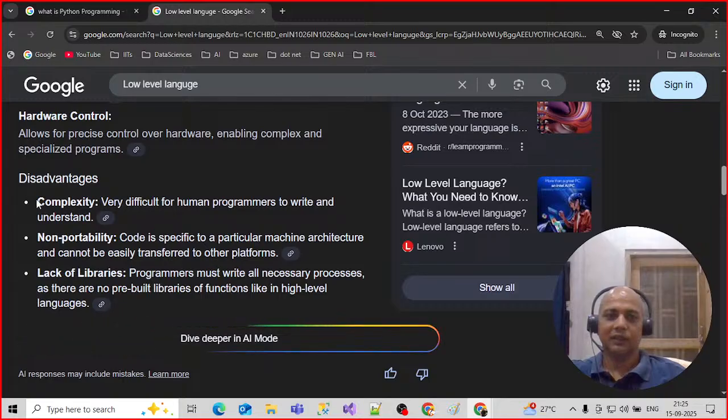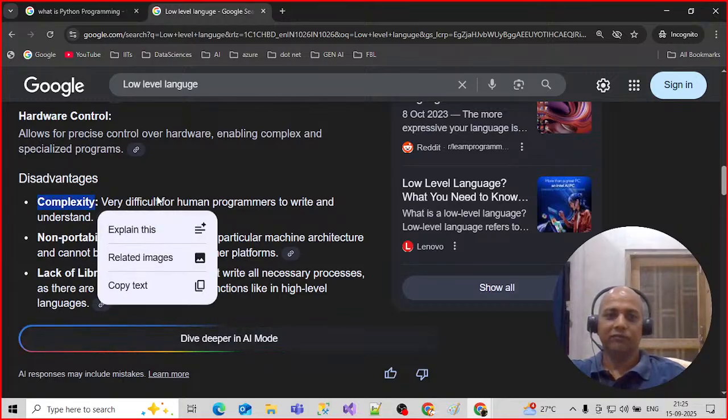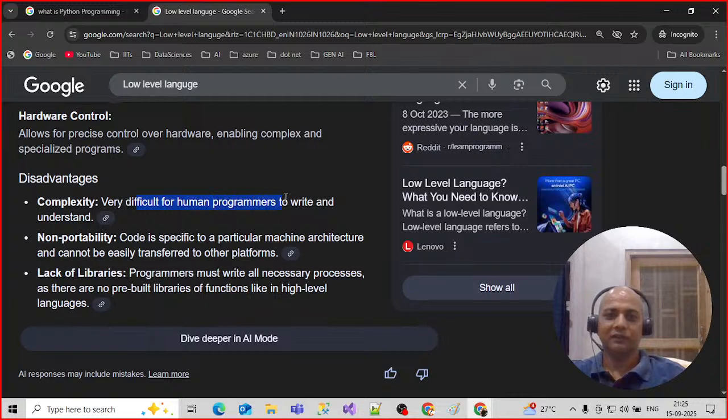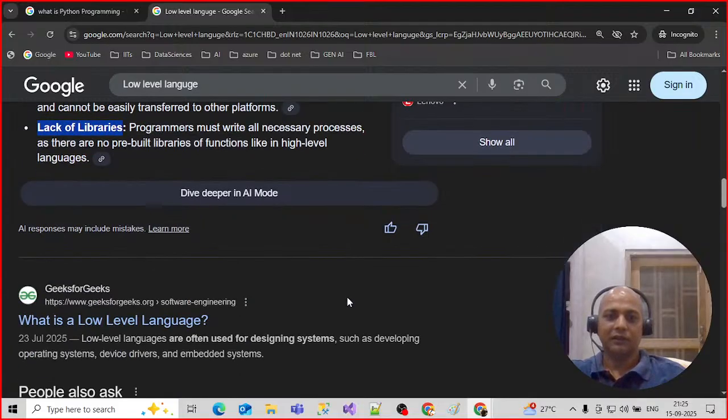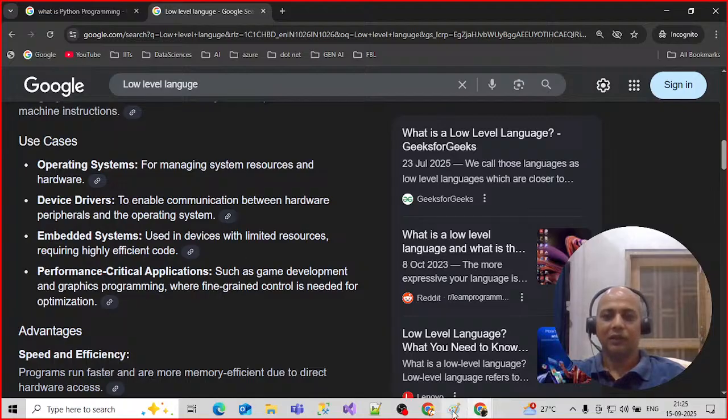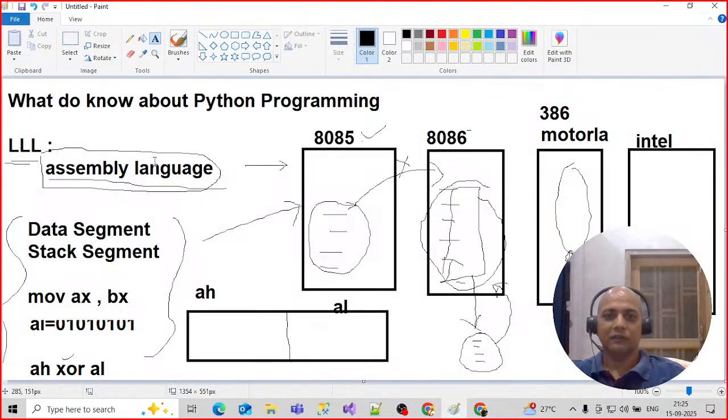But the disadvantage was that it was very difficult for human programmers to write and understand. You can see non-portability. It was for the machine specific architecture, and we had very few libraries available at that time. So this one is the example of low level language. Now you got it. Before studying programming, you should know what a low level language is. Now you have a better idea.